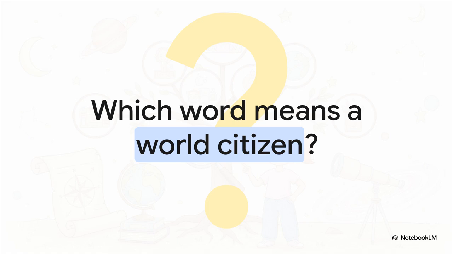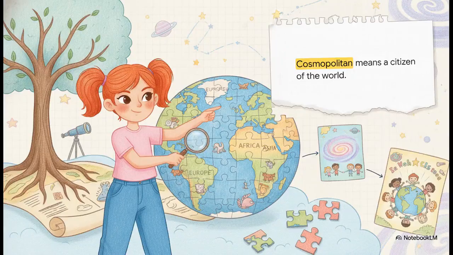Okay, let's turn up the difficulty just a notch. Which of these words means a citizen of the world? Is it A, cosmonaut, B, cosmopolitan, C, microcosm, or D, cosmos? Really look at the different pieces of these words for a second. Well, if you guessed B, cosmopolitan, you hit the nail right on the head.